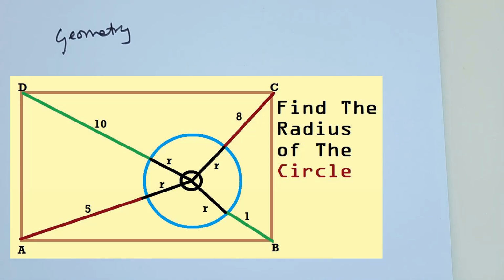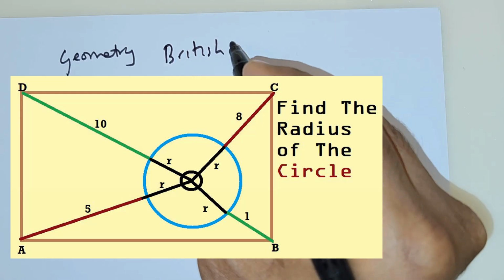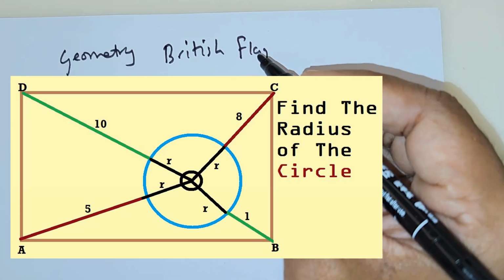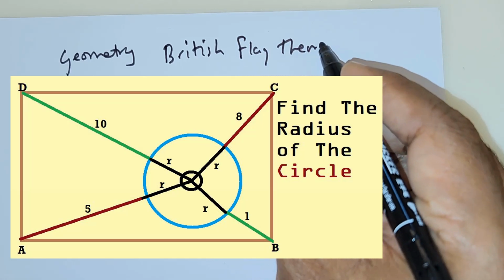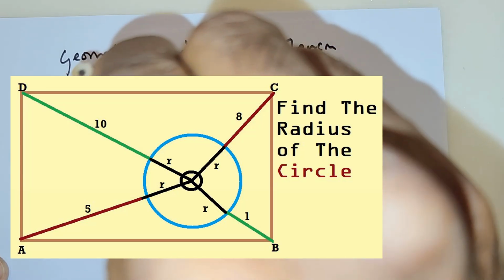Welcome everybody. We got an interesting concept to study today. This is called the British Flag Theorem. So for this we would have to foremost have a circle. So let me draw the circle there.